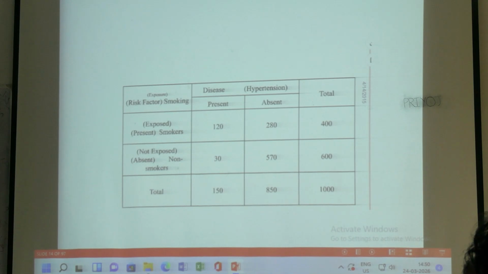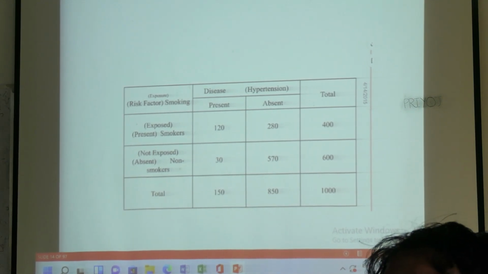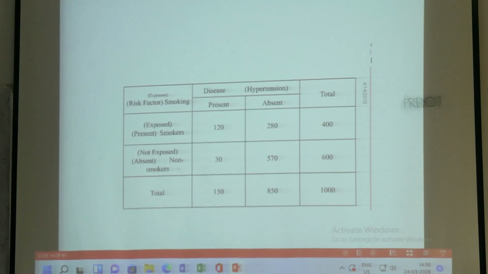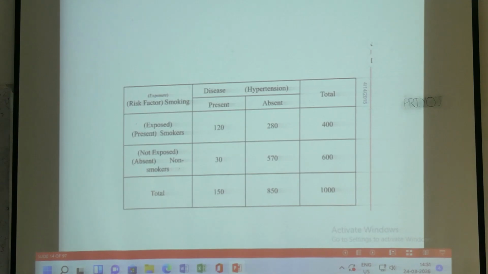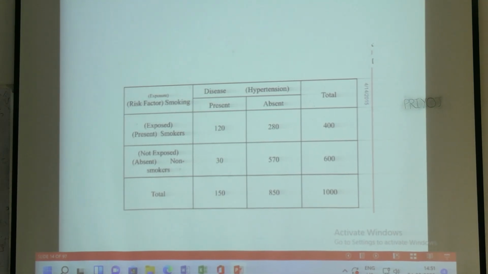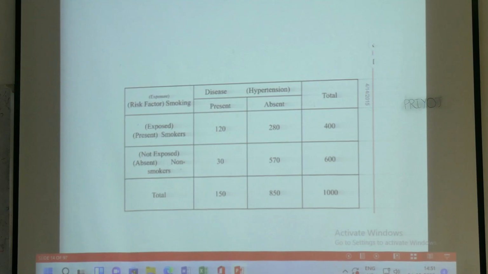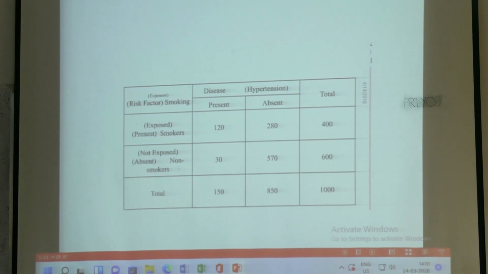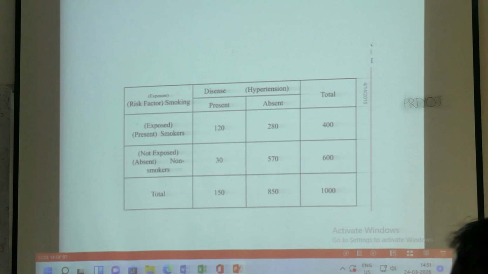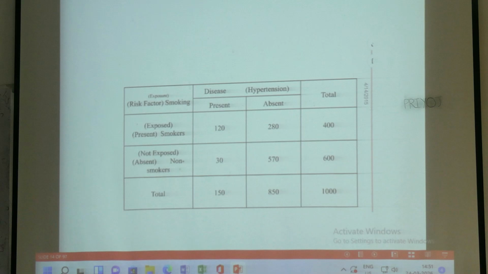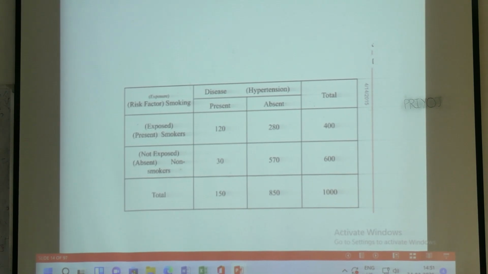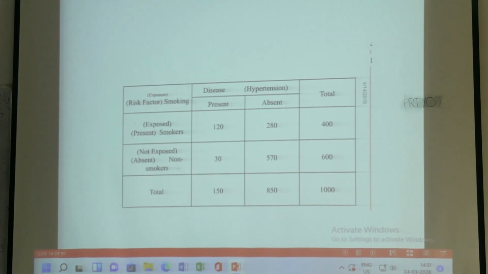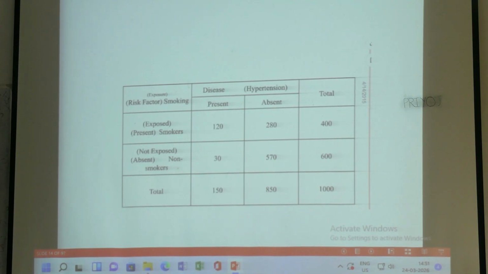150, very good. How many people don't have hypertension? 850. How many smokers are there in total? 400, very good. And non-smokers? 600. So you have the figures: total people with disease 150, total without disease 850, total population 1000. Here we are trying to see whether smoking increases the risk of hypertension. So this is not a descriptive, this is an analytical study.